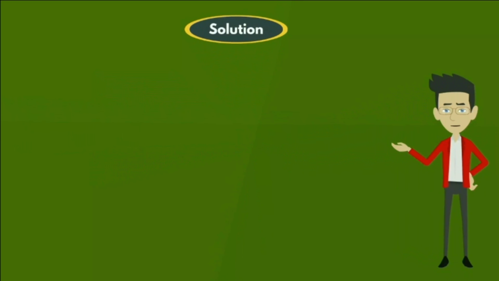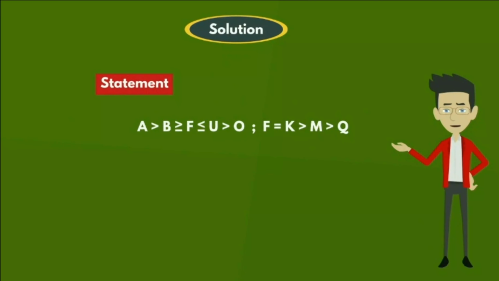Let's see the solution. Here the statement is A greater than B greater than or equal to F less than or equal to U greater than O. F equal to K greater than M greater than Q. Let's check with the conclusions. Conclusion 1. A greater than Q.